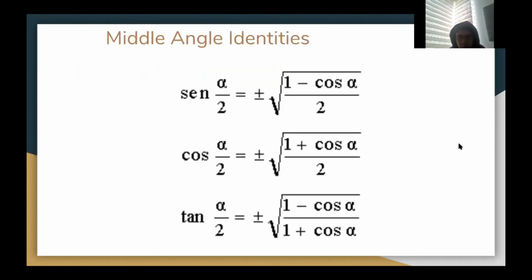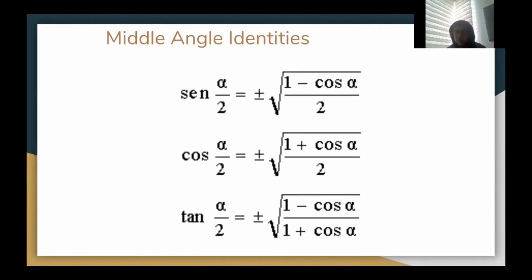Then there are the half angle identities: sine of alpha divided by 2 is equal to positive or negative square root of 1 minus cosine of alpha, divided by 2. Now the cosine of alpha divided by 2 is equal to positive or negative square root of 1 plus cosine of alpha, divided by 2.